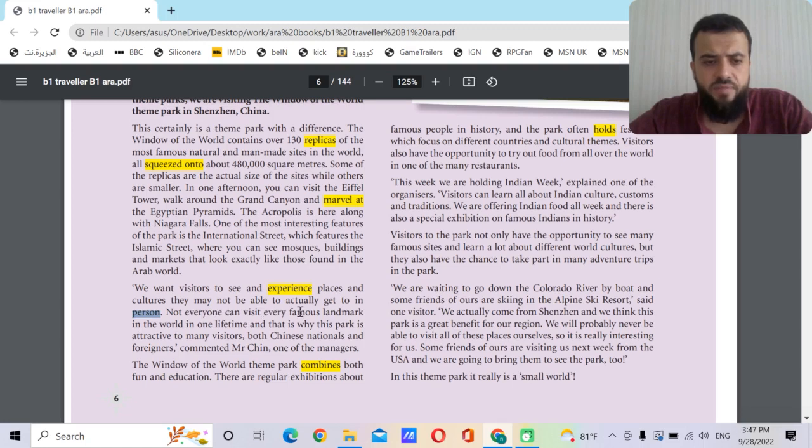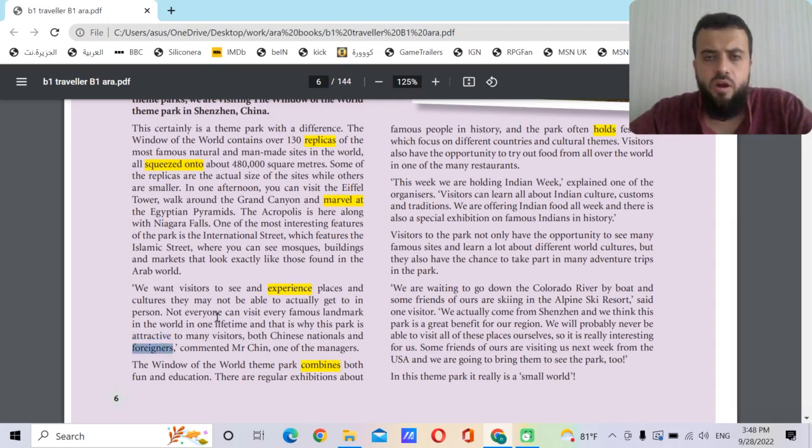Not everyone can visit every famous landmark in the world in one lifetime. So it's about money and it's also about time and availability. So not everybody has enough money, enough time to go around and visit all these places. And that is why this park is attractive to many visitors. Attractive here, it's an adjective. The verb is attract. The noun, attraction. Attractive, we can also use it when we want to describe a woman or a man, like beautiful or handsome. Attractive.